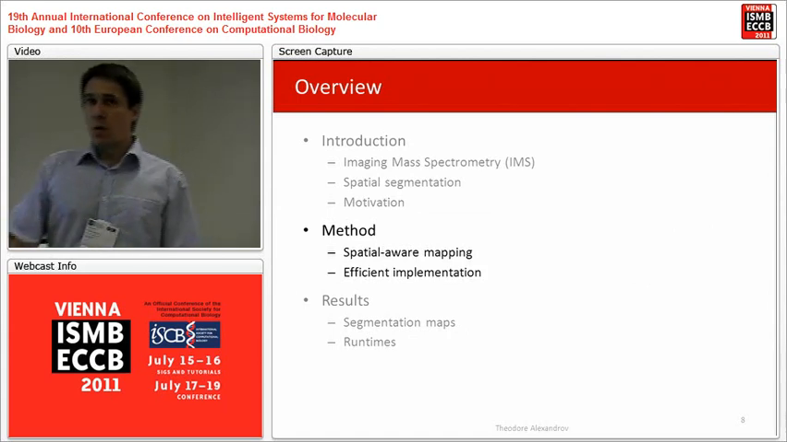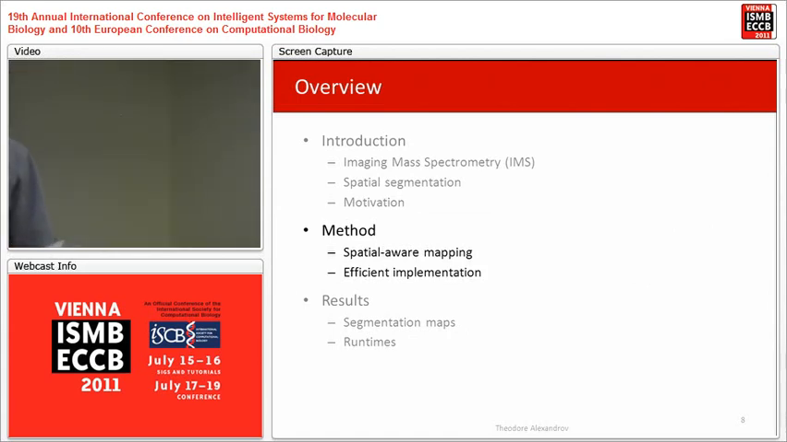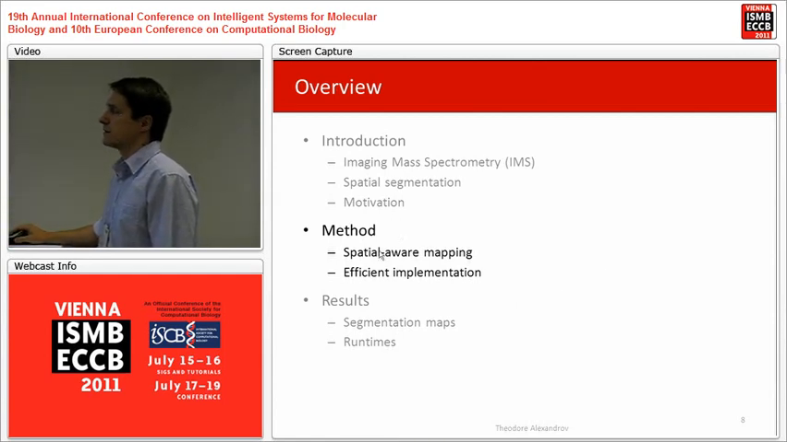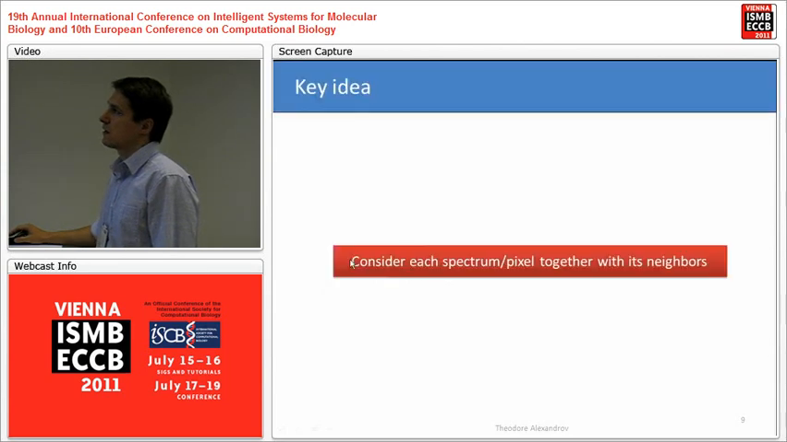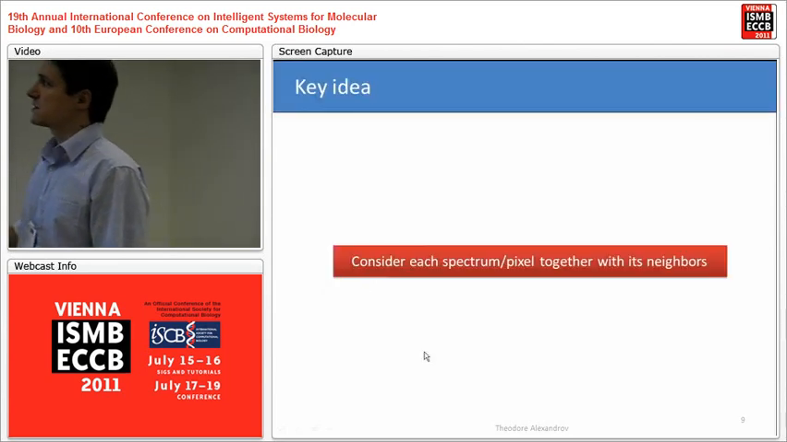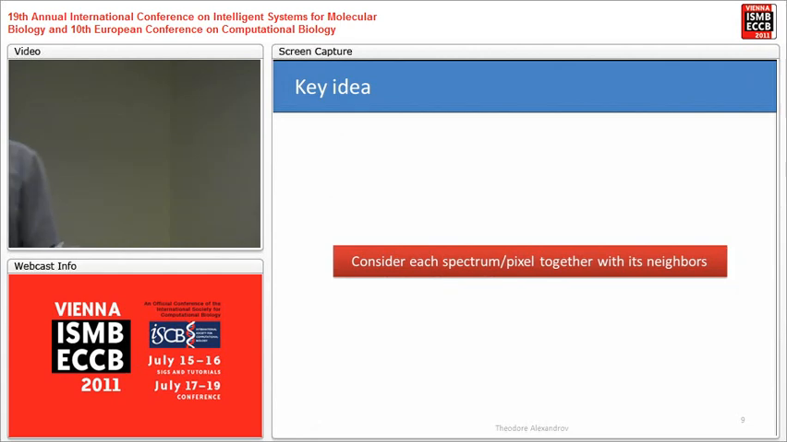So now we know what we would like to achieve. The question is how to get there. Let me introduce the method, which is based on this key idea. When we do clustering, we will be clustering not just separate spectra, but considering each spectrum together with its neighborhood. That means the neighborhood in pixel space.